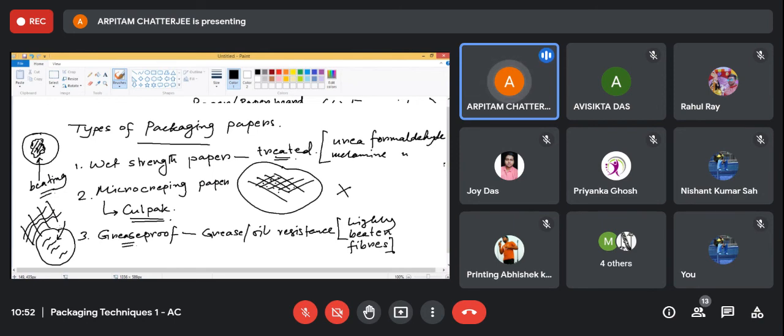Grease proofing happens because the absorbency reduces due to this high beating. Okay, so can you give me an example where we use this grease-proof paper? This, I believe, all of you have seen. Grease-proof paper. Where have you seen this in packaging?